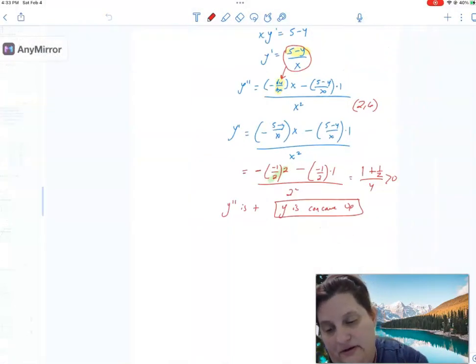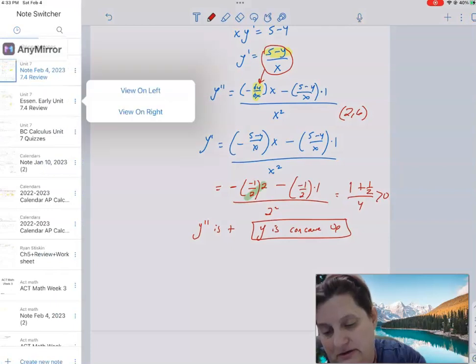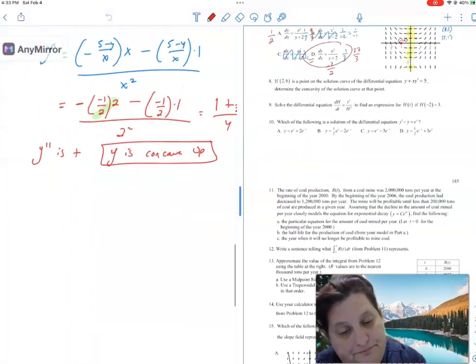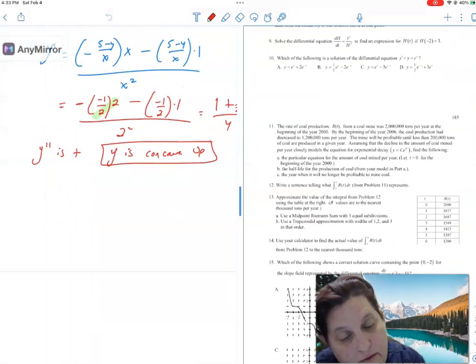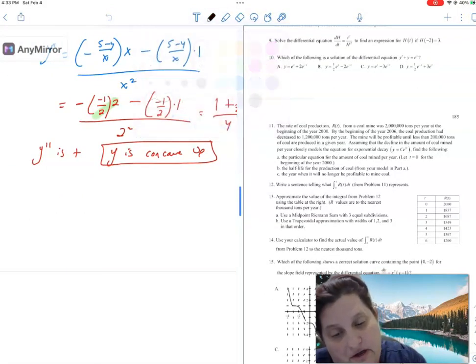Wait, no, I didn't want to do that. View it on the other side. Okay, cool. Okay, here's another differential we're going to solve.